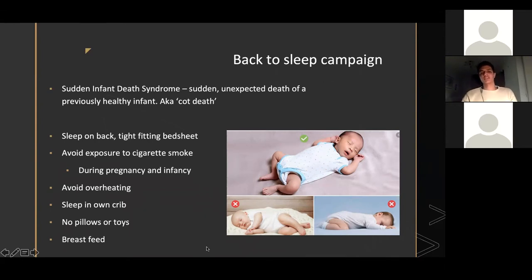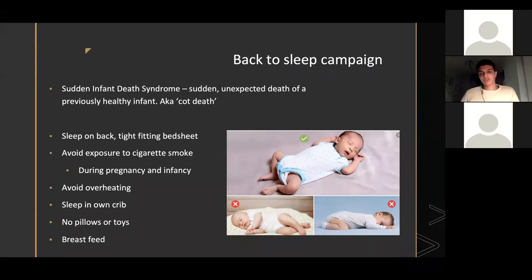Avoid exposure to cigarette smoke, even during pregnancy. It increases the risk of death in the neonatal period, as does maternal smoking. Even smoking outside the house and then coming inside increases the risk of SIDS for the baby, which is really interesting. And I'm not sure exactly what the link is there. Avoid overheating. I think that goes without saying.